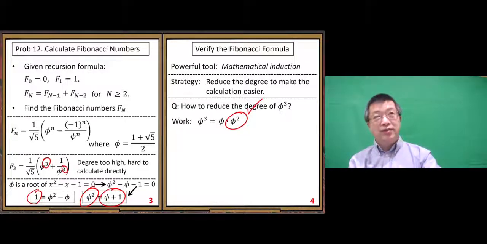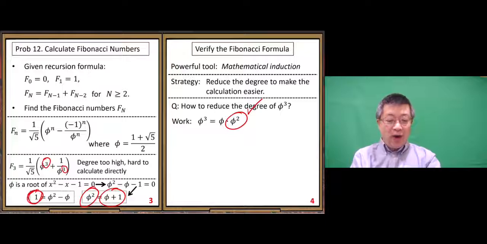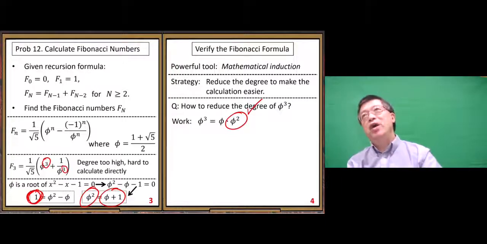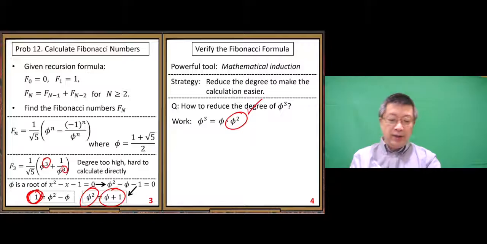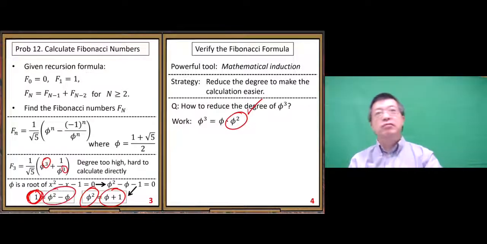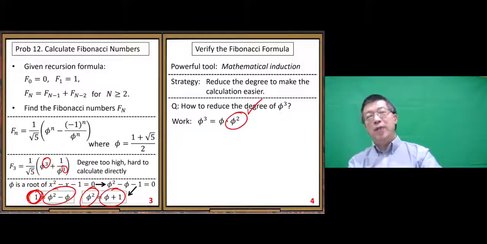Why is this good? Because 1 is very special. 1 is a special number. 1 has many nice properties. So if we can represent 1 in terms of other terms, that is a good thing. So later, we may need to use it. So you will see, next step, we need this property.